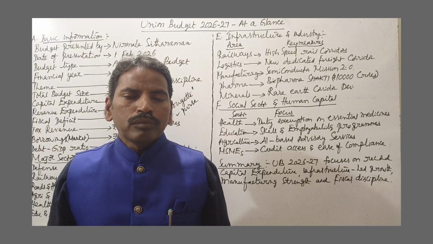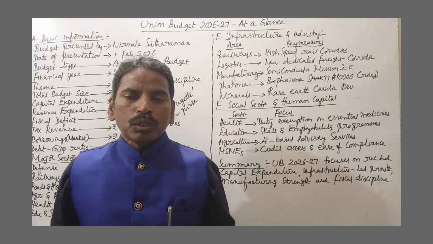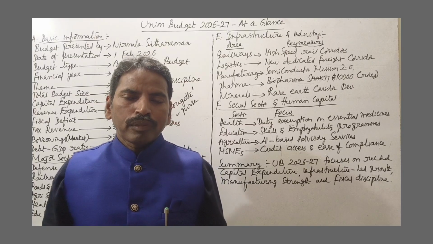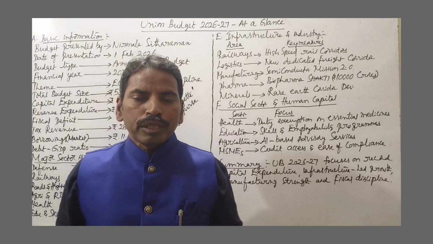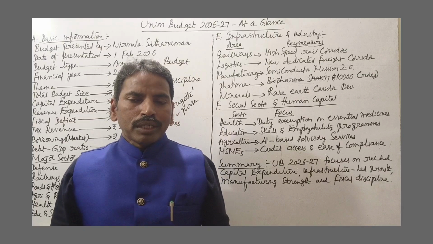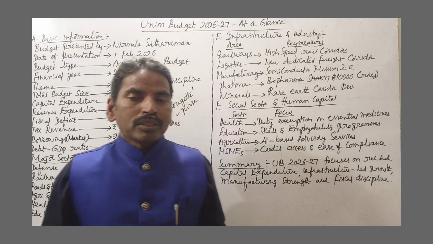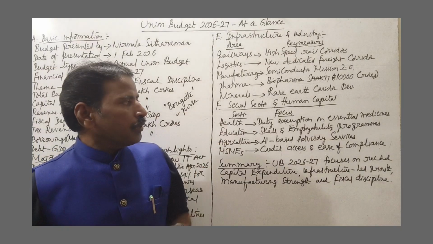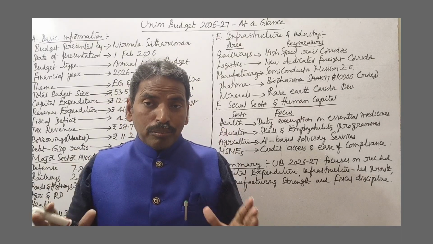In this video, we will understand the basic details of Union Budget 2026-27. First of all, what is the basic information? Next, key macro numbers. Next, major sector-wise allocations. Then taxation highlights, infrastructure and industry, social sector and human capital, and summary.